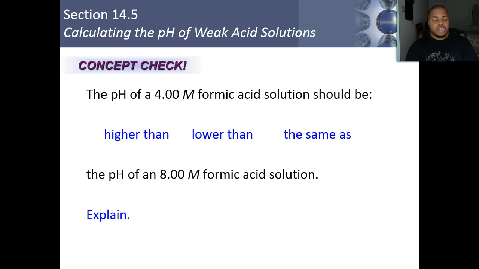If I dilute it, even though I have a higher percentage ionization, my hydrogen ion concentration is also going to be lower. So if my hydrogen ion concentration is lower, that means I'm going to end up with a higher pH value, meaning more towards neutral, more towards the basic side of things. Change the concentration, I change my pH value.